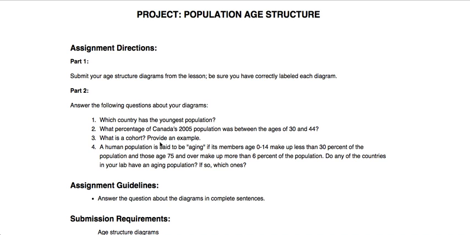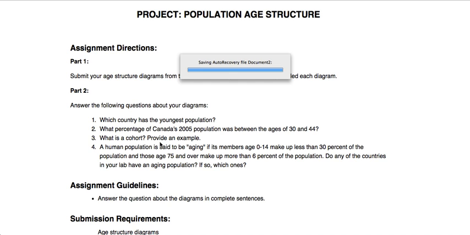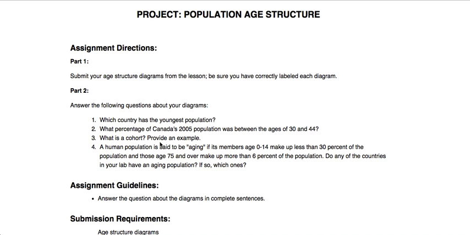Second, what percentage of Canada's population was between the ages of 33 and 44? Again, another simple answer. Then, telling me what a cohort is and being able to provide an example. And you can use an example from any of those age structure diagrams.